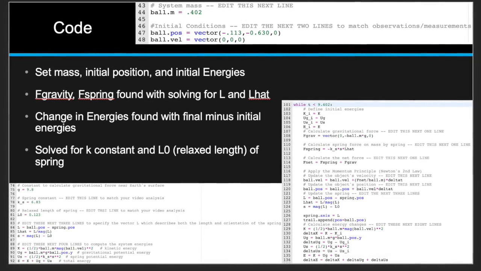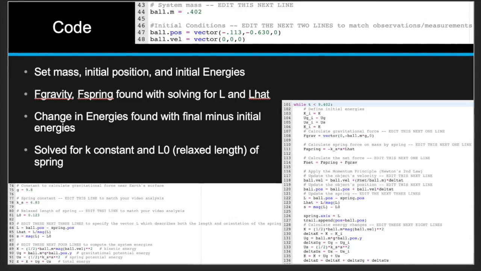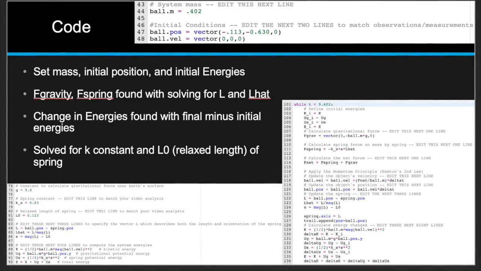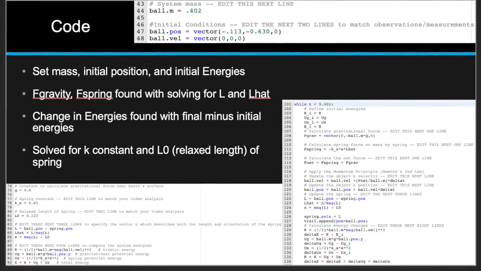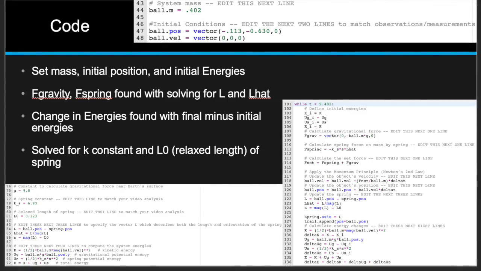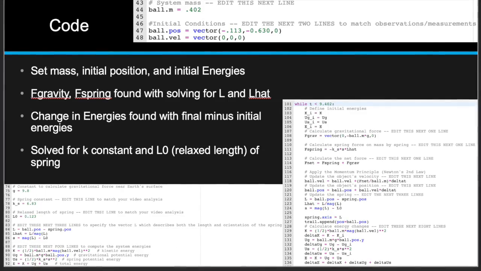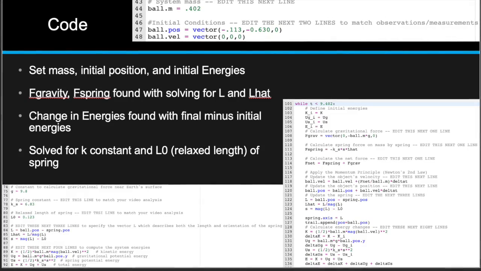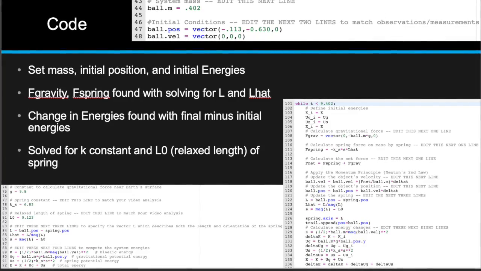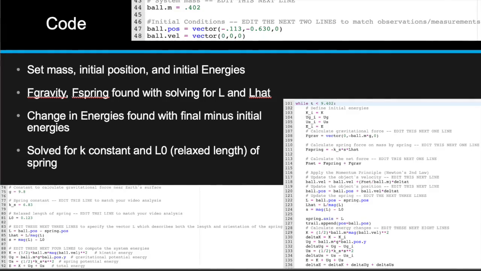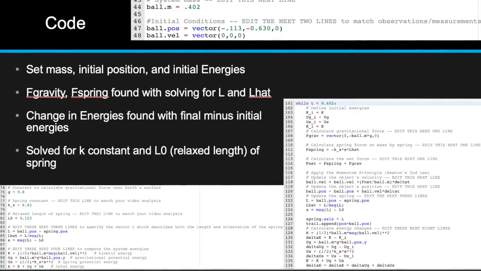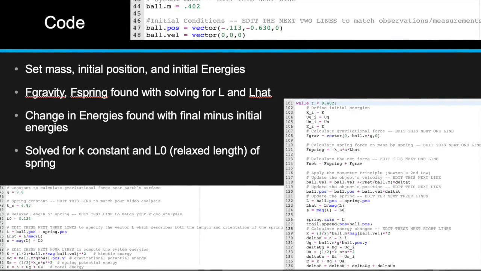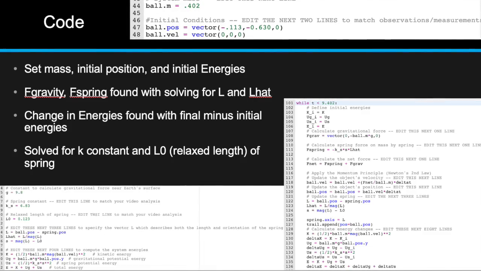I solved for the k constant and L naught. For the k constant I used the period, which was equal to 2 pi times the square root of m over k. And since I had all the other values except for k, I solved for k and I got k to be 6.83.